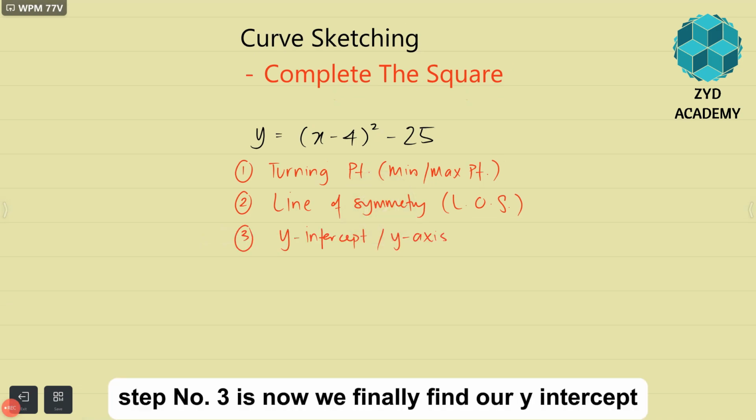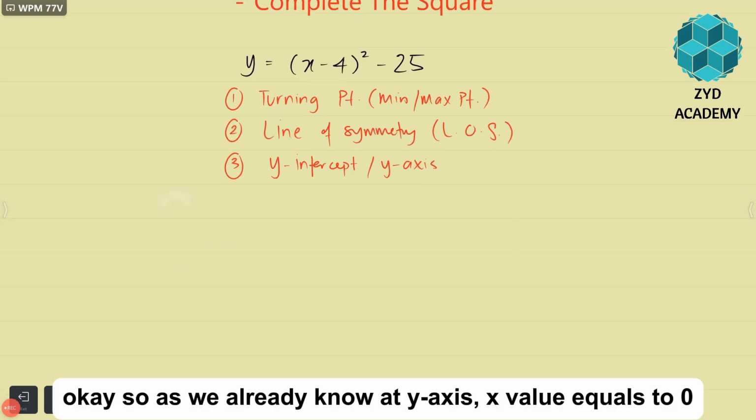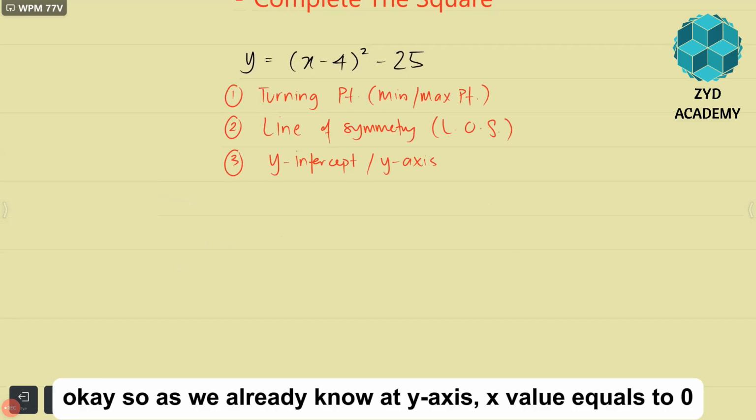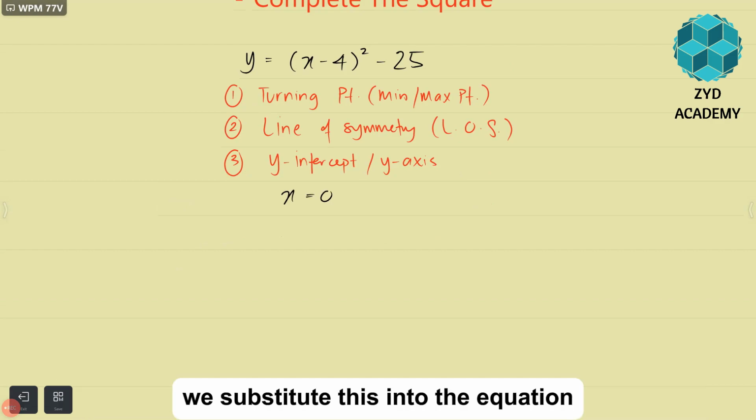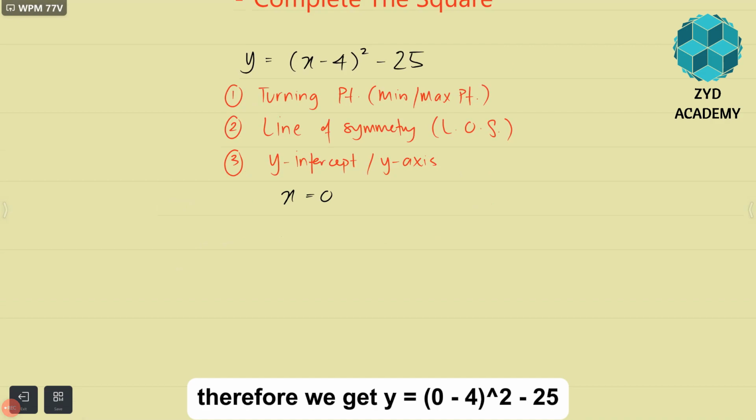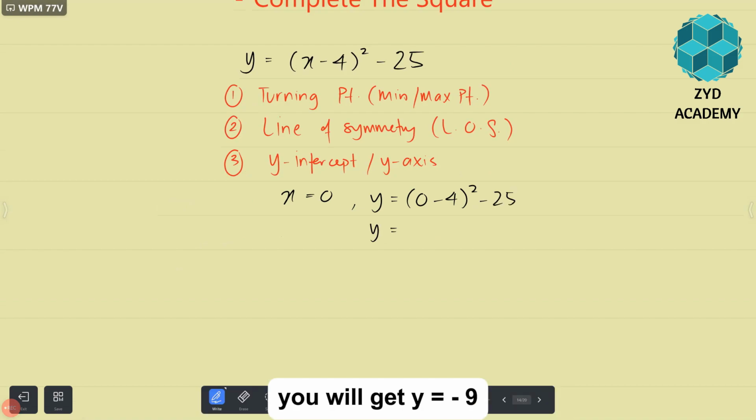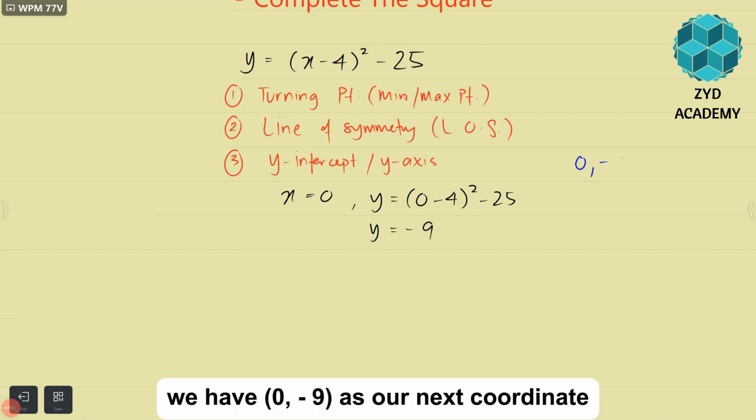The next one, step number 3, is now we finally find our y-intercept. As we already know, at the y-axis, the x value equals 0. We substitute this into the equation. Therefore, we get y = (0 - 4)² - 25. You will get y equals -9. So at the side, we have (0, -9) as our next coordinate.